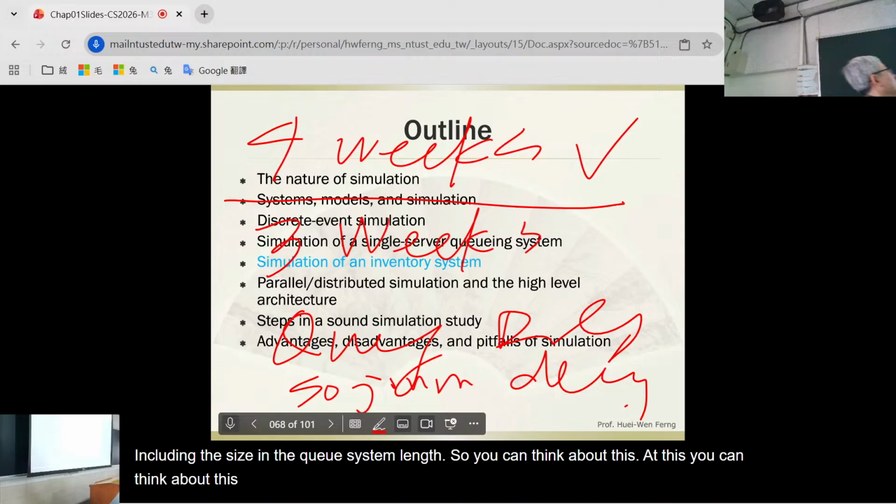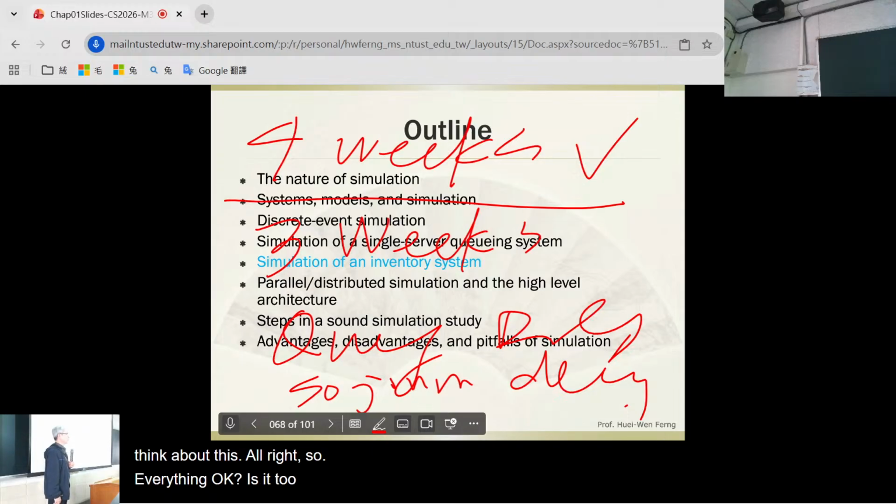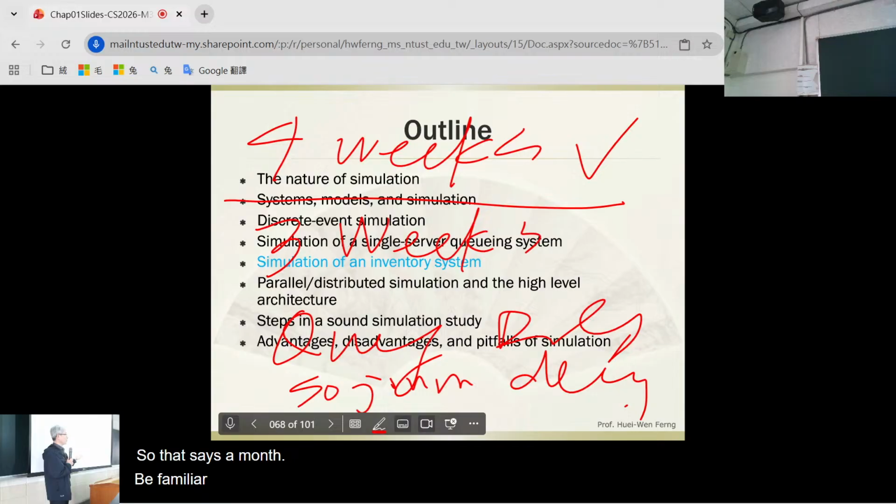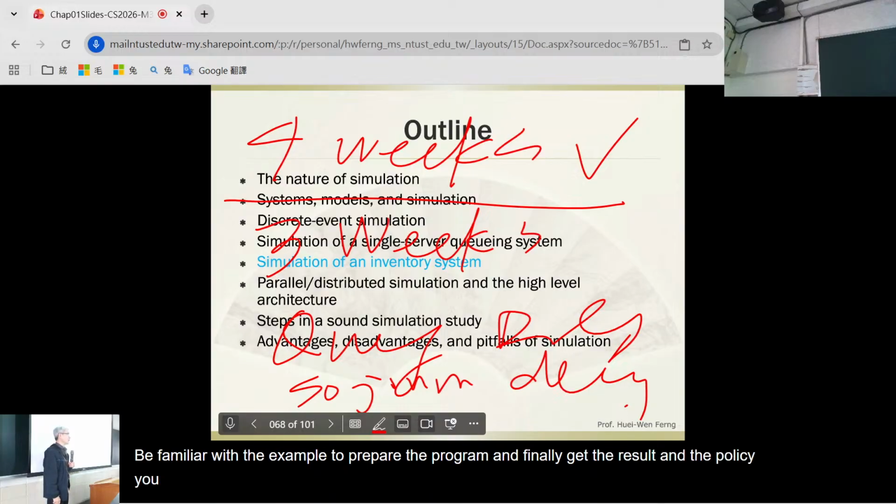Alright, so maybe you think, okay, is it too early to have the programming assignment? Maybe you think so, but you have 4 weeks for the first programming assignment. That's a month to be familiar with the example, to prepare the program, and finally get the result. And for the policy, you can check the syllabus, of course. I will check accuracy, but it's your exercise, so it doesn't mean, okay, your answer is wrong, so 0.